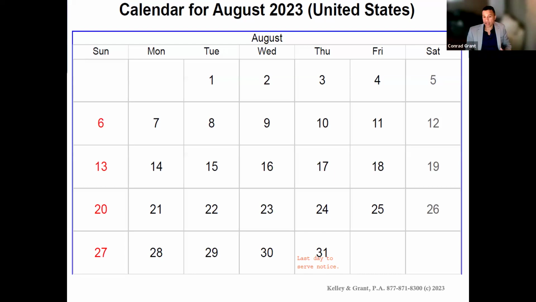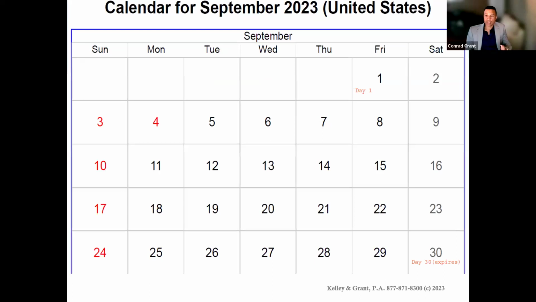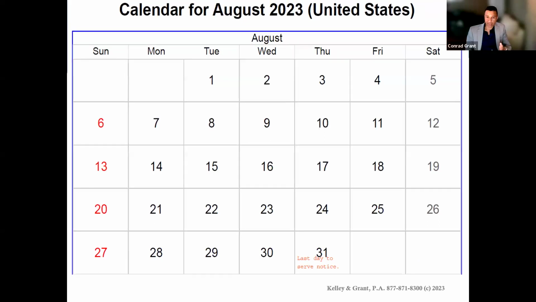So in this case, rent is due on the 1st of every month. The last day to serve this notice in this scenario is the 31st, right? Because rent is due the next day. Here's when the notice is going to expire. So the landlord serves the notice. He can serve it before, by the way. He can serve it 2 months in advance if he wants. But this is the last day.